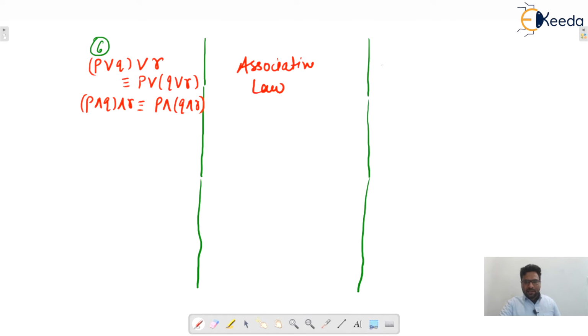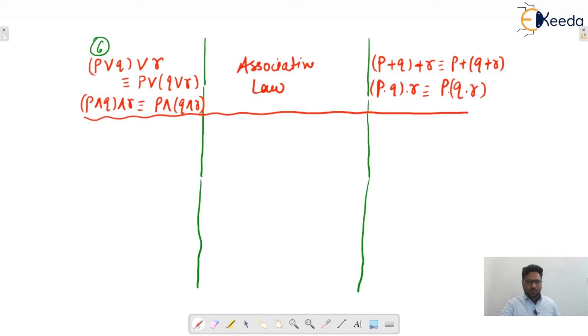Yes or no? And in Boolean algebra, we can write it like this: P plus Q plus R is equivalent to P plus Q plus R. Similarly, P dot Q dot R is equivalent to P dot Q dot R, isn't it? Next one, the seventh one, write down the seventh one.